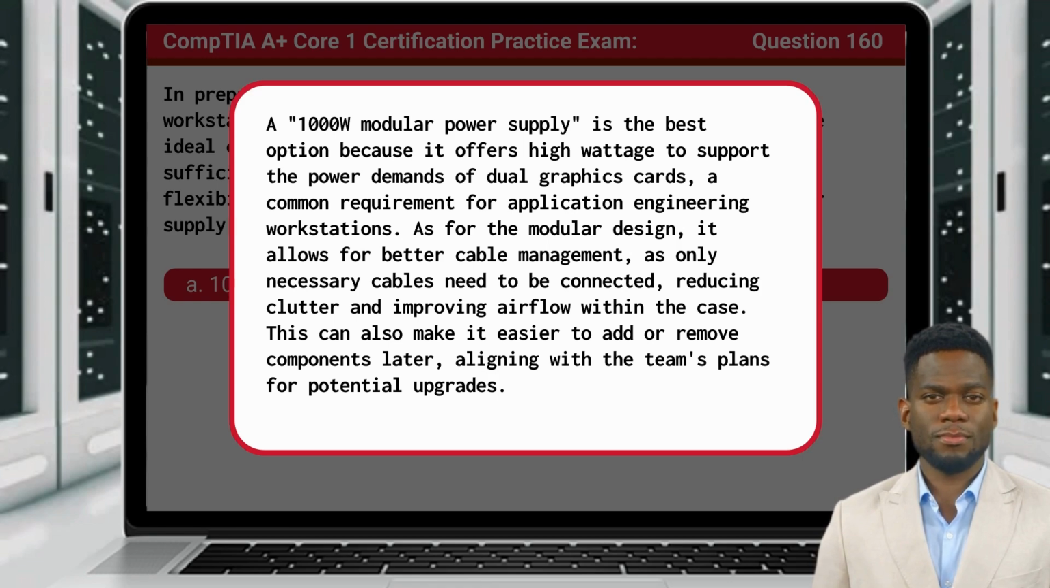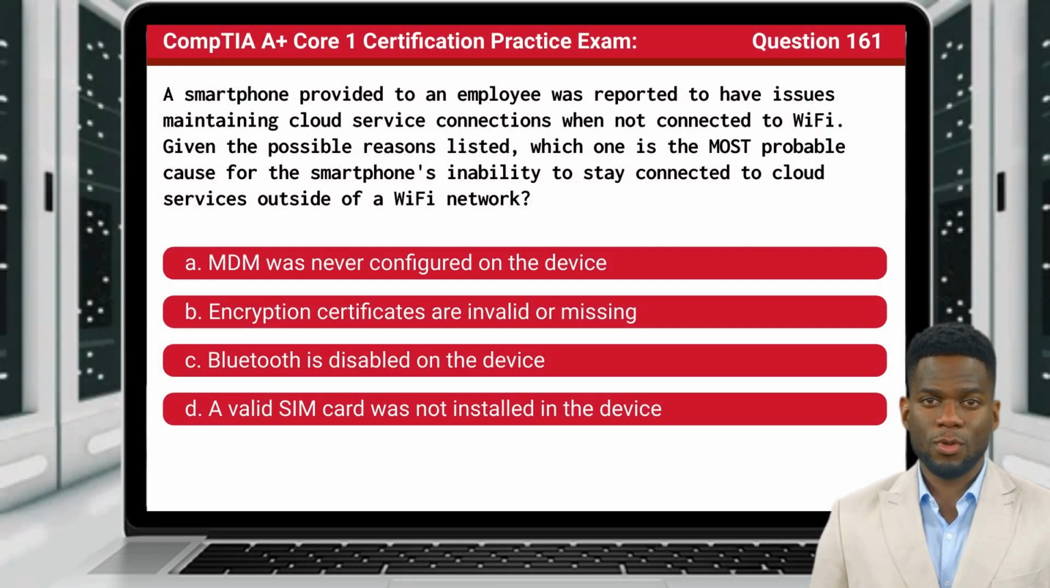Question 161. A smartphone provided to an employee was reported to have issues maintaining cloud service connections when not connected to Wi-Fi. Given the possible reasons listed, which one is the most probable cause for the smartphone's inability to stay connected to cloud services outside of a Wi-Fi network?